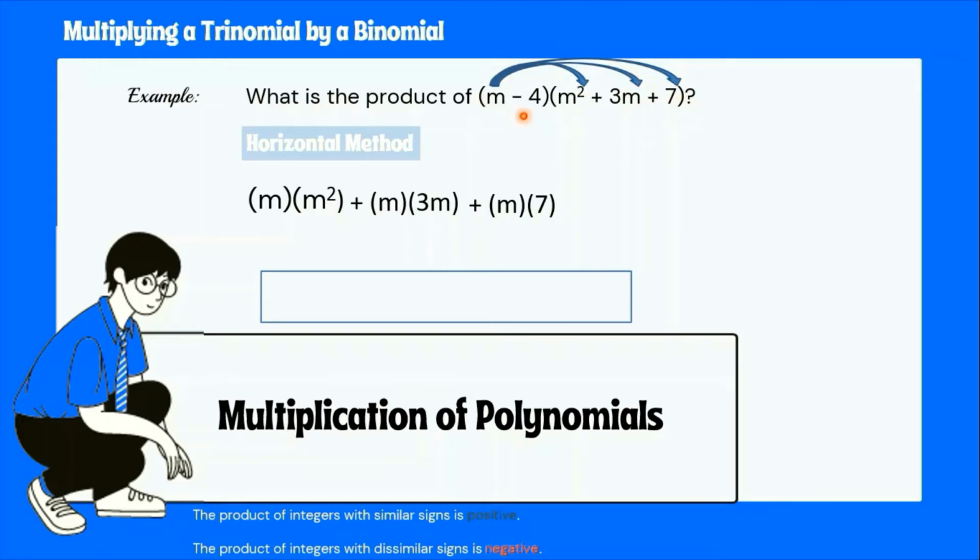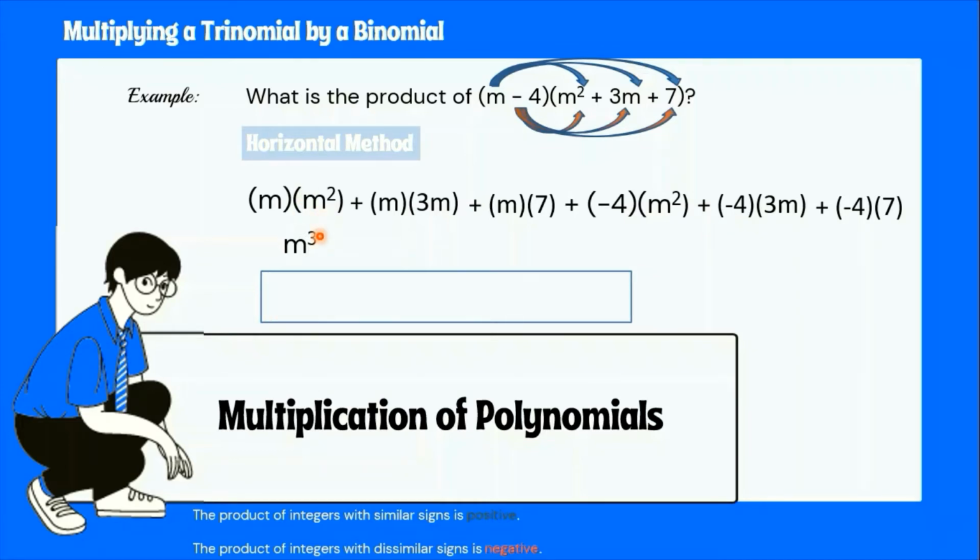After nyan, punta naman tayo ngayon sa second term which is negative 4. Negative 4 multiplied to m squared. Kaya ito naging plus dahil ang ibig sabihin lang natin ay we'll have to combine them together. Pero yung sign ni 4 ay negative. Pangalawa, negative 4 multiplied to 3m. At yung pangatlong term naman ay 7 multiplied to negative 4. So after natin siyang ma-distribute, pwede na natin siyang i-multiply na parang monomial by monomial.